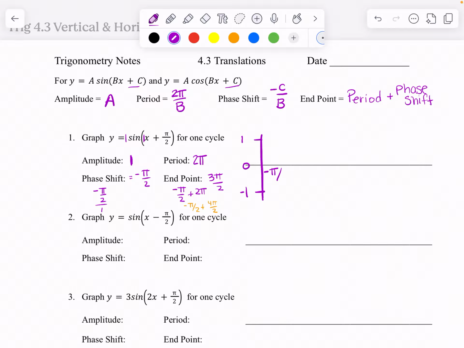Now, the phase shift is your first point. So this guy is actually negative pi over 2. So I put the y-axis there. If you want, you can move it over, and I'll show you here in a second. But the end point is 3 pi over 2.